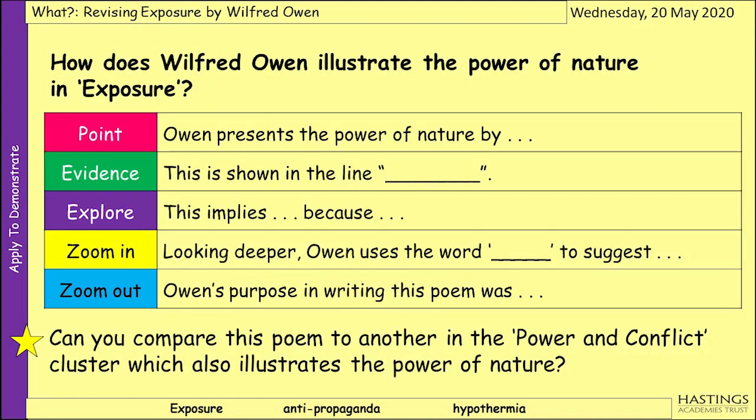Your essay question today is, how does Wilfred Owen illustrate the power of nature in Exposure? Just like in the last lesson, if you are able to compare it to another poem within the power and conflict cluster, then that would be ideal, as it is what you would be expected to do in your exam. If not, don't worry, just write about Exposure in depth. As with the last lesson, you have these sentence starters, but please feel free to use others.